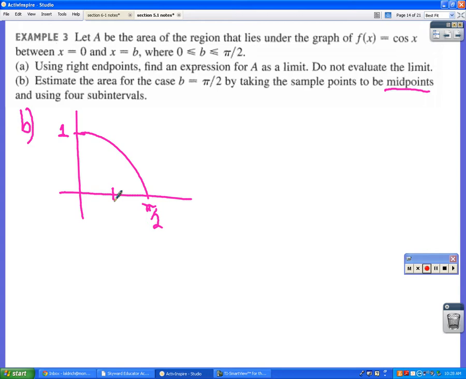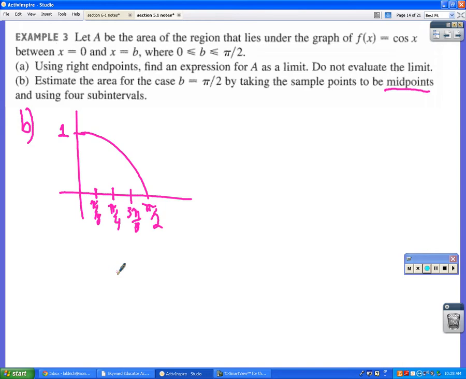So if I take this and cut it in half, this halfway point will be pi over 4. And then I need to cut that in half again, and this one will be pi over 8. And then this one will be 3 pi over 8. 1, 2, 3 pi over 8.